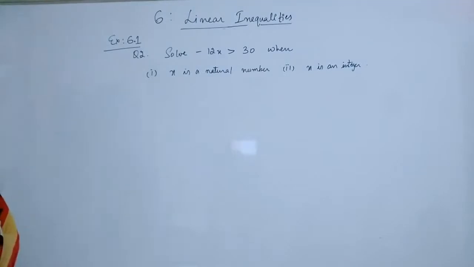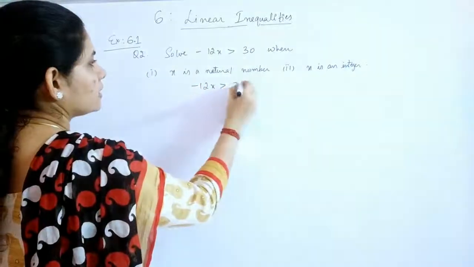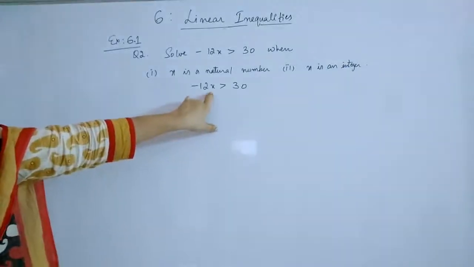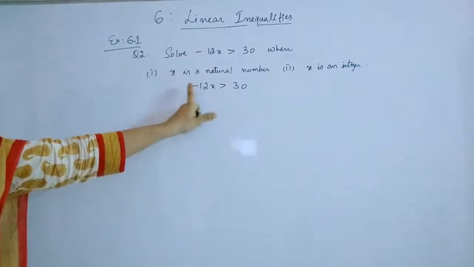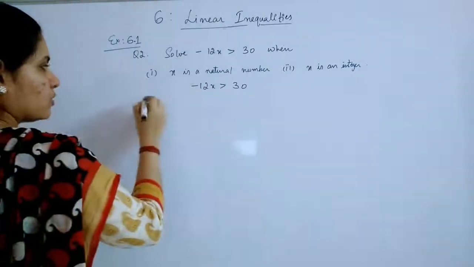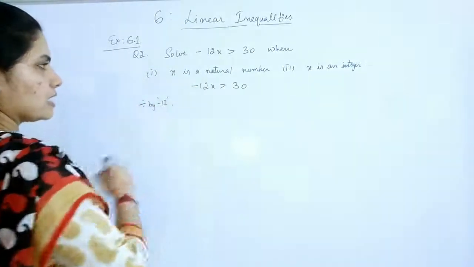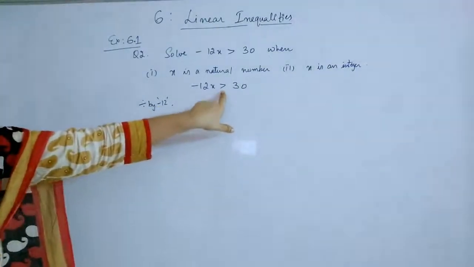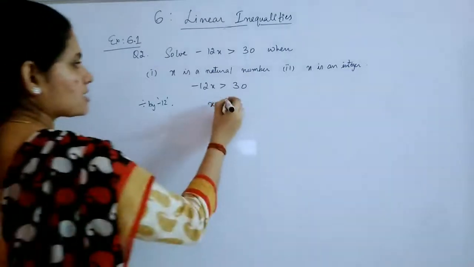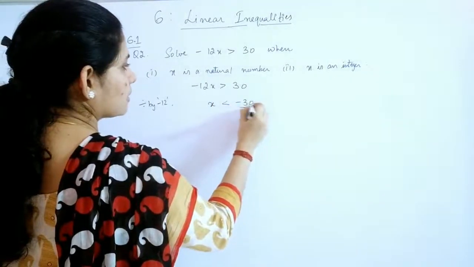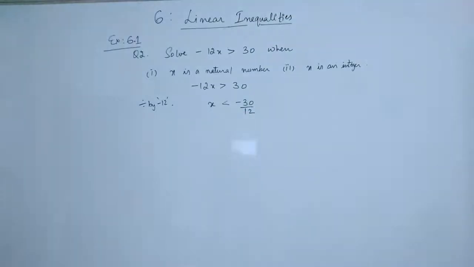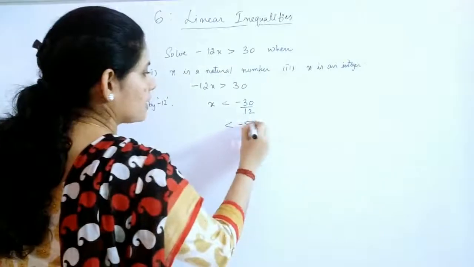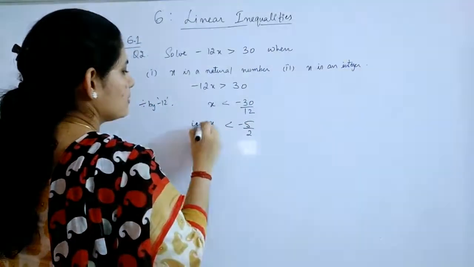Question number 2 is: solve -12x > 30 when the first one is x is a natural number, and the second one is x is an integer. Again, we start with the problem -12x > 30. In order to make the left hand side contain only x, you have to remove this -12. So we divide by -12 on both sides. It is a negative quantity, and division by a negative quantity reverses the inequality sign, so you will get x < -30/12, that is, x < -5/2.